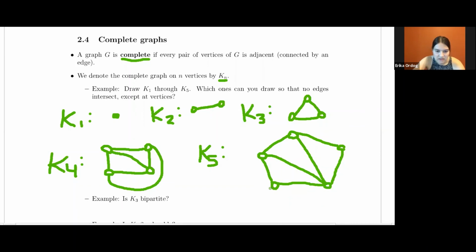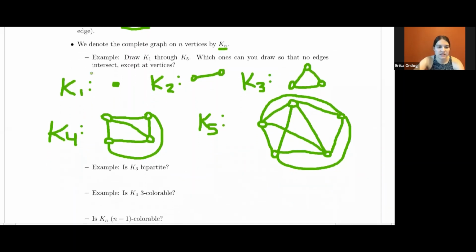We need to connect these two, and we need to connect these two, and we need to connect these two. So we can go around like this, and we can go around like this. But now we still have to connect this vertex and this vertex, and it's not possible to do without intersecting edges. So this one's non-planar. So that's K1 through K5, and you can have the complete graph for any value n that's a positive integer.